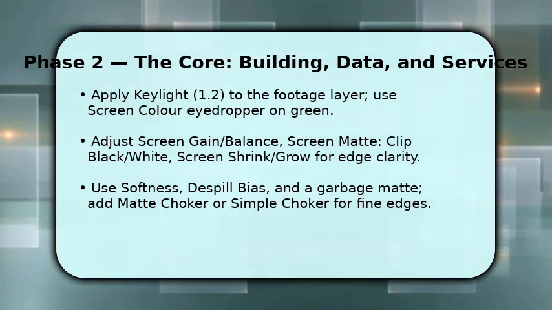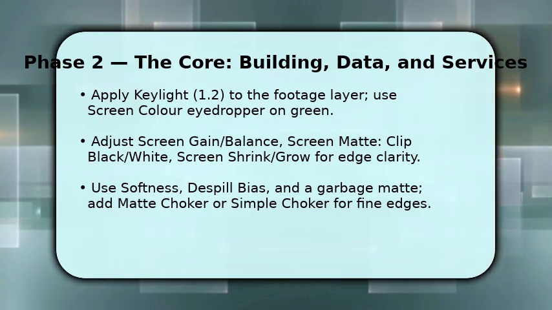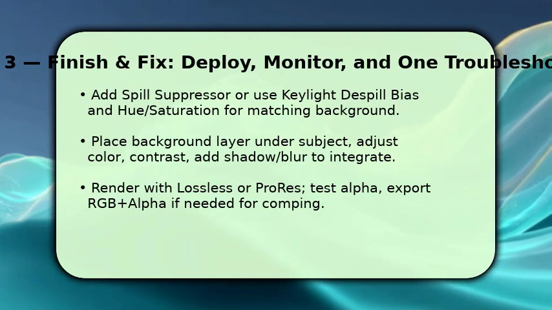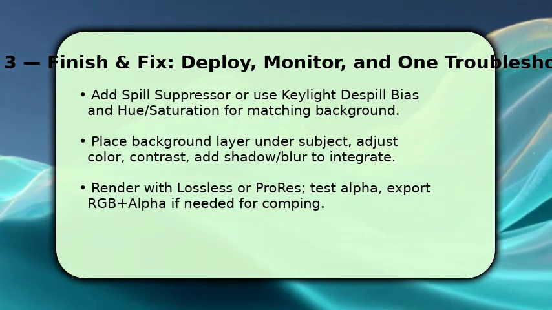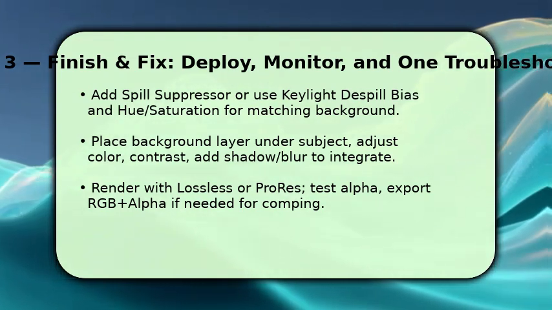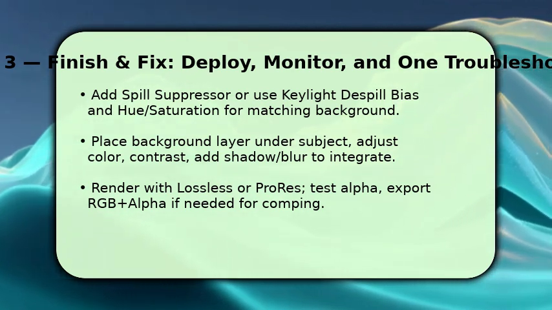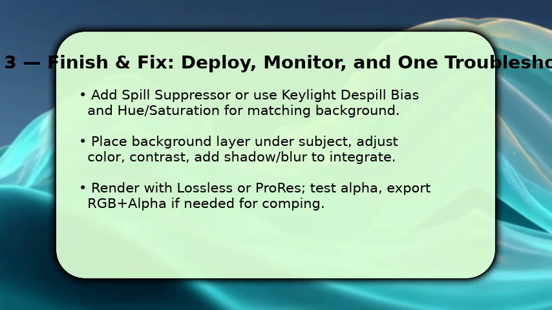Finish by integrating the keyed subject with the background so the shot looks natural. First, remove residual spill using Keylight's spill suppression or a dedicated spill suppressor, and match color and contrast with curves or hue/saturation. Then add subtle shadows or motion blur to ground the subject.